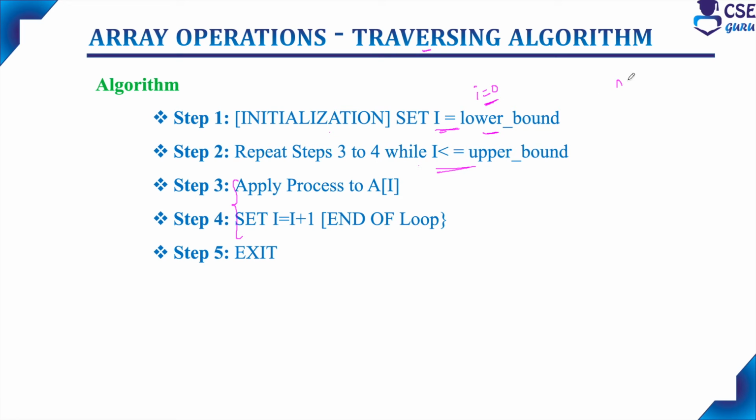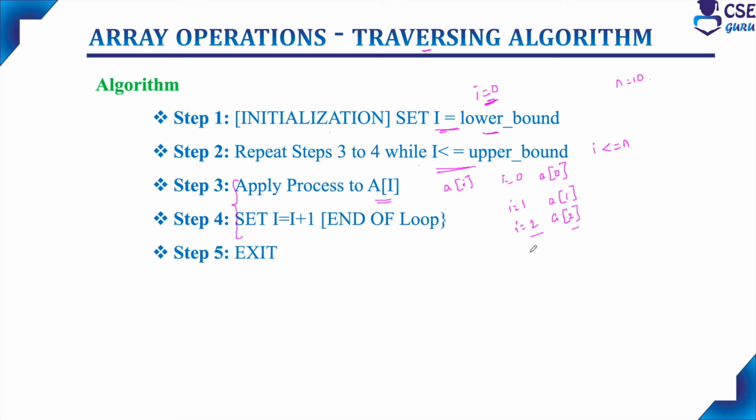For example, the n value here I have given as 10. Initially, I have assigned the n value as 10. What is the condition here I have to specify? I less than or equal to n. So initially set I value to 0, then check the condition I less than or equal to n, then process the array element A of I. If the I value is 0, it will access the A of 0th element. If I is equal to 1, it will access the A of 1 location element. If I is equal to 2, it will access the A of 2 location element.